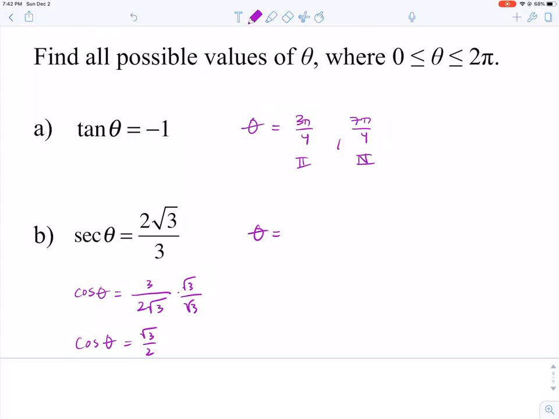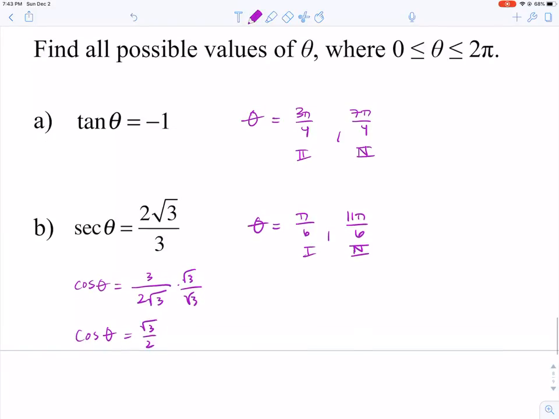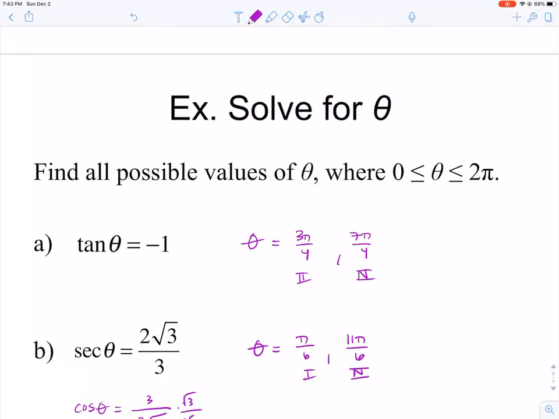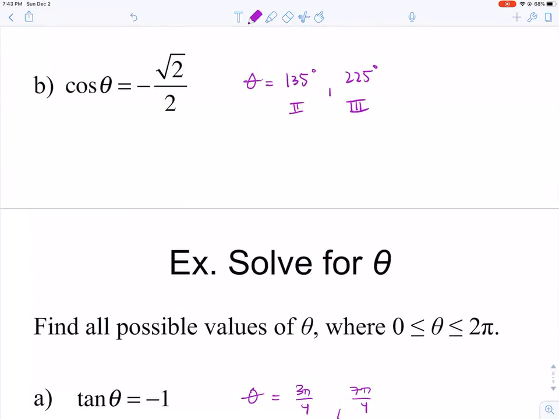Okay, cosine is positive in quadrant 1 and then quadrant 4. So in quadrant 1, cosine is equal to root 3 over 2 at π/6. And then in quadrant 4 at 11π/6. You don't have to write down the quadrants. I'm just putting them down for reference. Okay. All right, so that is it from section 4.3.